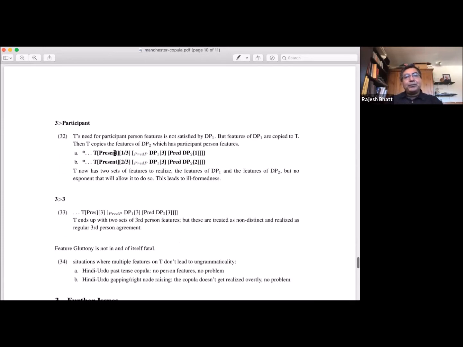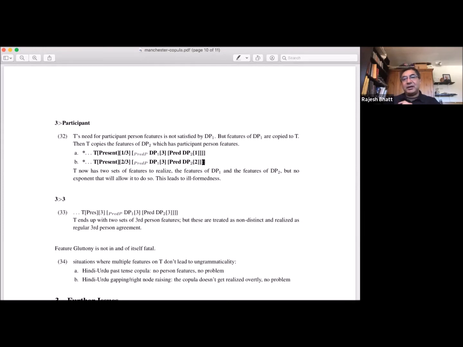Let's look at a bad situation. The bad situation is the third person over participant situation. I start looking, I'm looking for participant. I find DP1. I don't find participant features here, but there are still some features, and I copy all of the features of DP1 onto my node. Then I find DP2, and I'm like, okay, finally I found participant features. So now I copy all of those features. Now I have a situation where I have two sets of features, the features of DP1 and the features of DP2. This situation is what Kuhn and Kinase call a gluttonous situation. So it has ended up with two sets of features, and this can cause trouble.